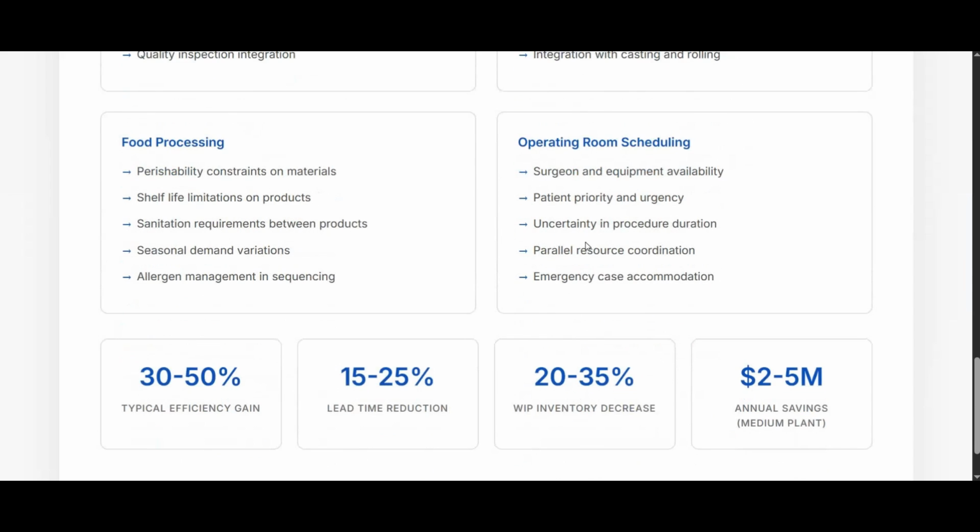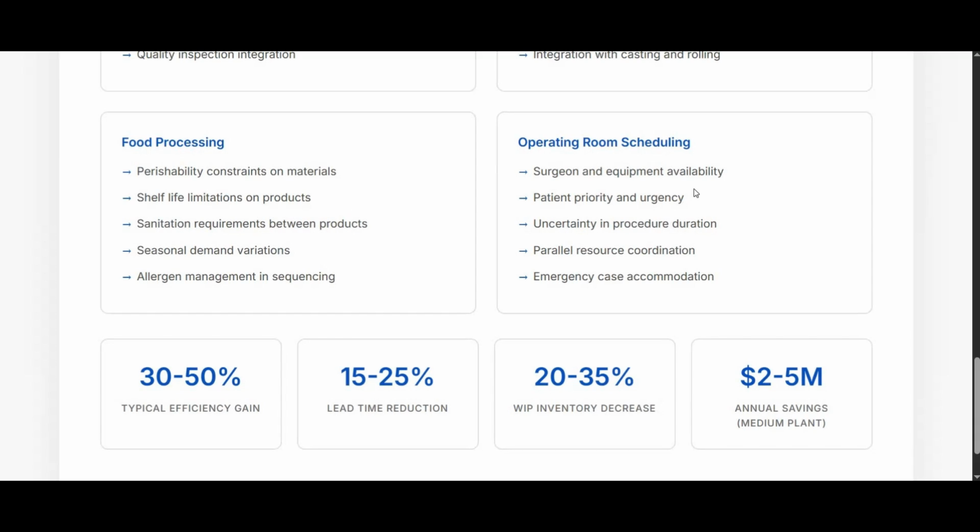And food processing adds a different layer. Here we have perishability constraints, shelf life limits, sanitation requirements between products, and seasonal demand changes. Even allergen management affects sequencing decisions. So schedules must balance safety, freshness, and efficiency all at once.